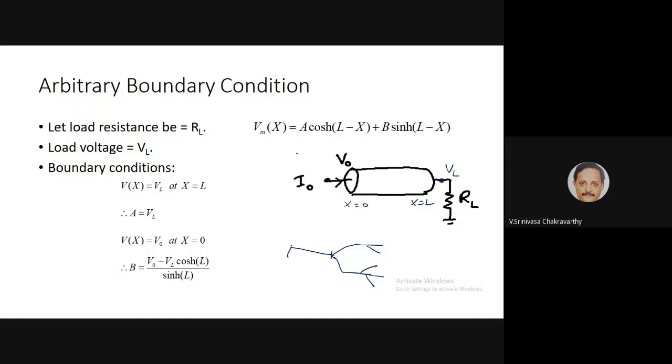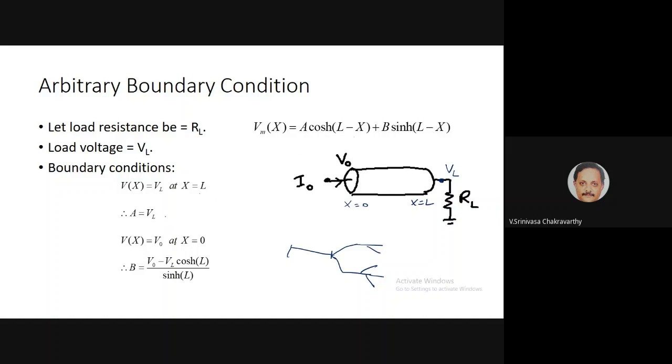Now the voltage expression is just like before, A cosh(L minus X) plus B sinh(L minus X). I've given the justification for this in the last class. If this quantity is equal to VL at X equal to L, I just plug in X equal to L, then you get A cosh of 0 plus B sinh of 0. So this part vanishes, and you get A equal to VL. Then plug this back into this equation.